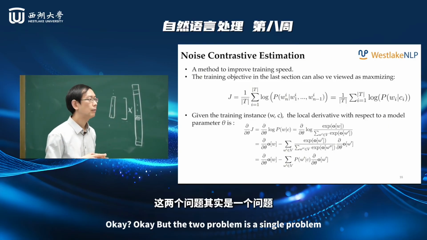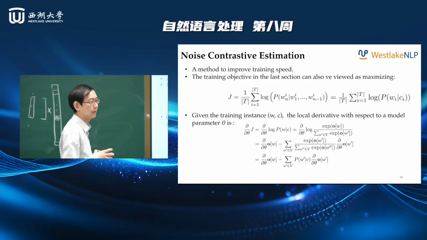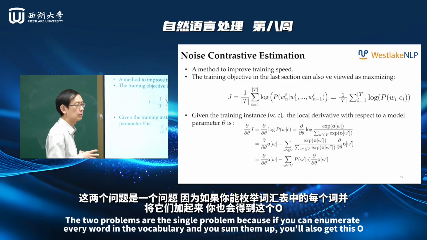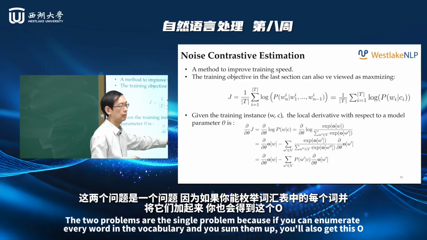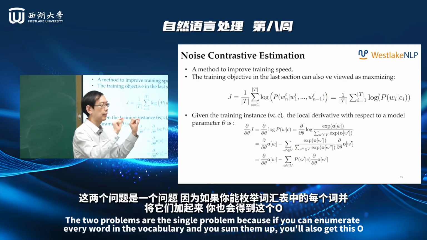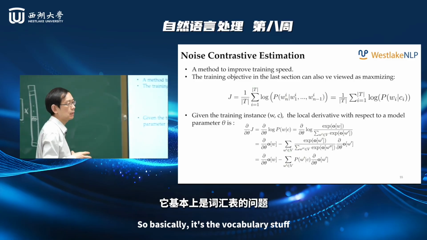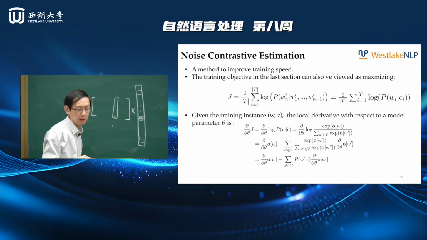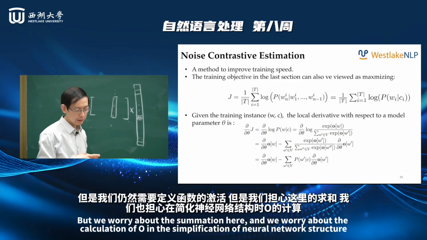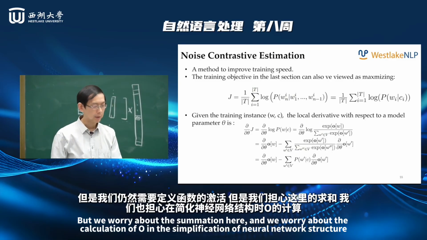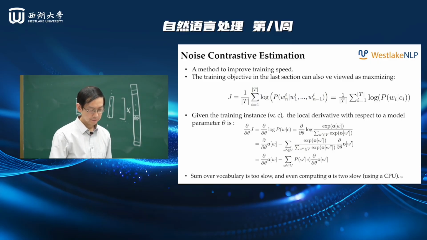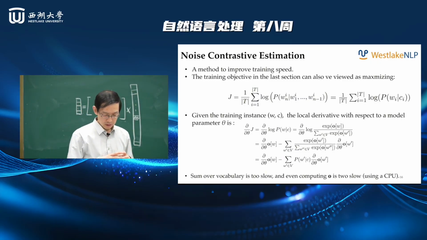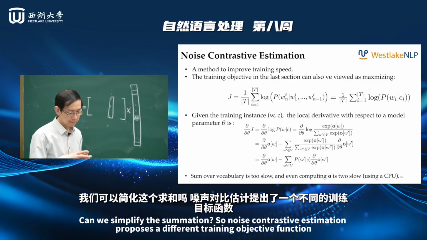But the two problems are a single problem. Because if you can enumerate every word in the vocabulary and you sum them up, you also get this O. So basically, it's the vocabulary stuff. But we worry about the summation here, and we worry about the calculation of O in the simplification of neural network structure. Can we simplify the summation?